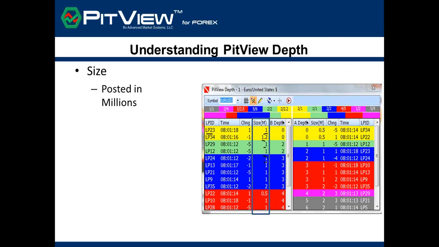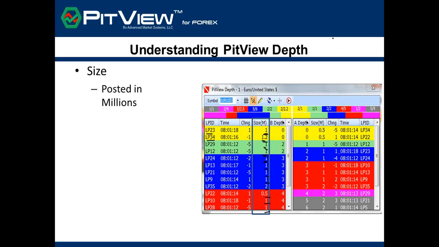Well, one of the reasons for this, and forgive me for going a little off topic here because people ask questions on this all the time, is people always say, well, Steve, the size on the PitView depth, more often than not, is set at 1. I wanted to talk about this for a second because I think it's a very interesting topic. In this case, LP23 is willing to buy 1 million on the euro dollar at that best bid price. LP34 is willing to buy 1.2 million. But more often than not, the bid is going to be posted at 1 on here. Sometimes you'll see 2, sometimes 0.5, but more often than not, it's going to be set at 1.